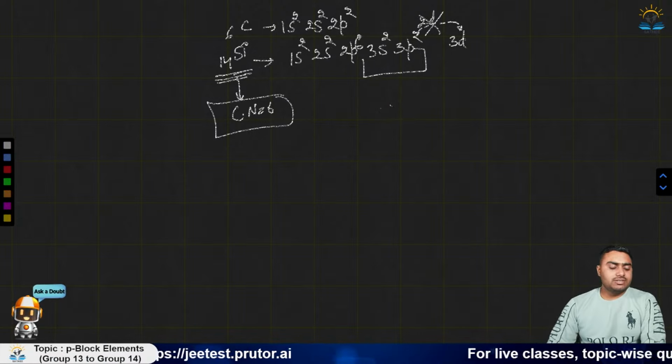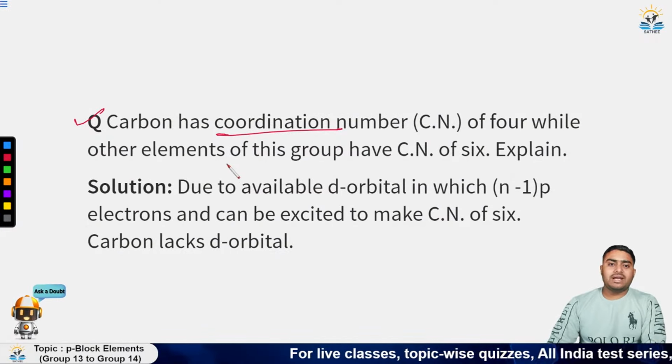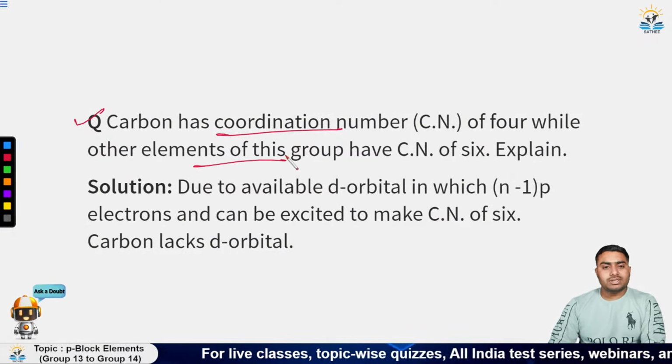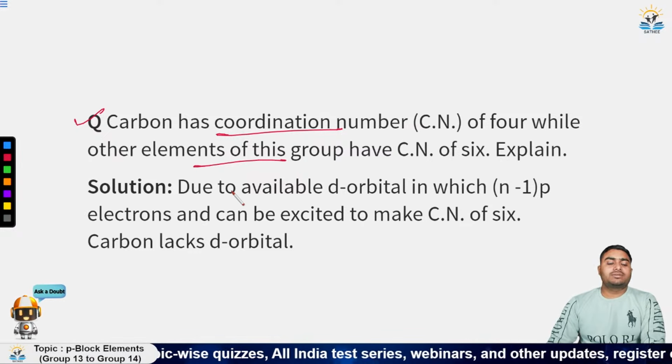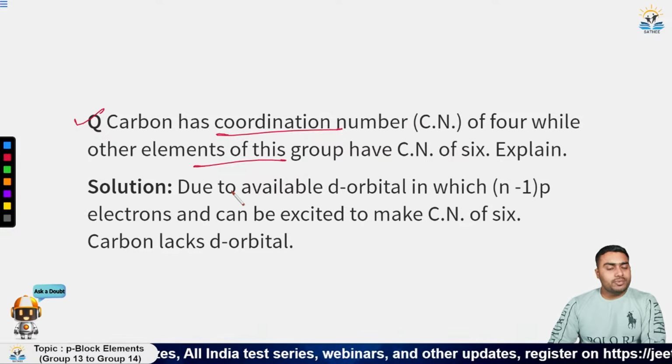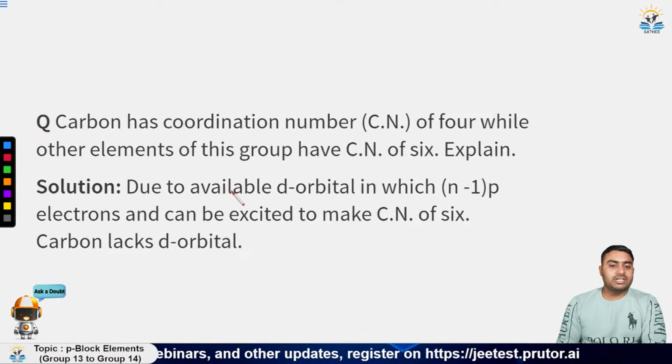Please ask your doubts. So carbon has a coordination number of 4 while other elements of this group have a coordination number of 6 due to this reason. In the case of carbon, d orbitals are not present, but in the case of other elements like silicon, germanium, tin and lead, d orbitals are present.